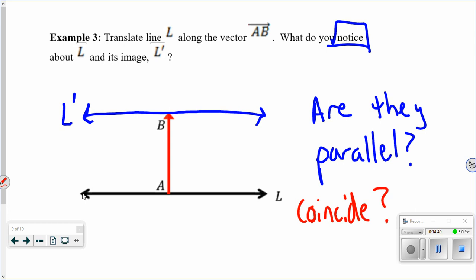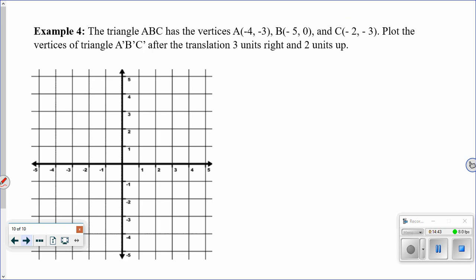And last but not least, please do example 4 on your own. This is just a quick review from yesterday.